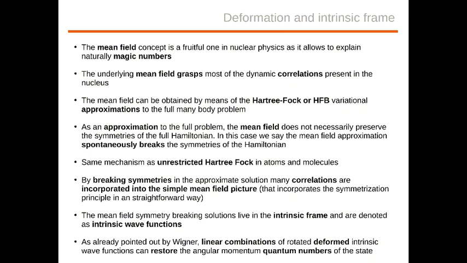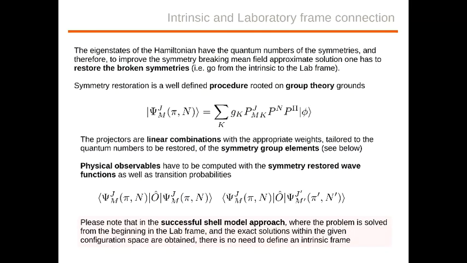According to Wigner, right, Eugene Wigner, the father of symmetries in quantum mechanics, linear combinations of rotated deformed intrinsic wave functions can restore proper quantum numbers of, in this case, angular momentum, right? So this is a well-known fact, and this is what we use in nuclear physics in order to go from this intrinsic frame to the laboratory frame. So the idea is that at the end, the eigenstates of the Hamiltonian have the quantum numbers of the symmetries.